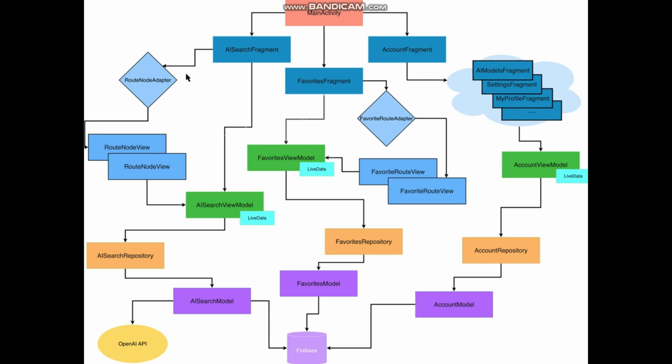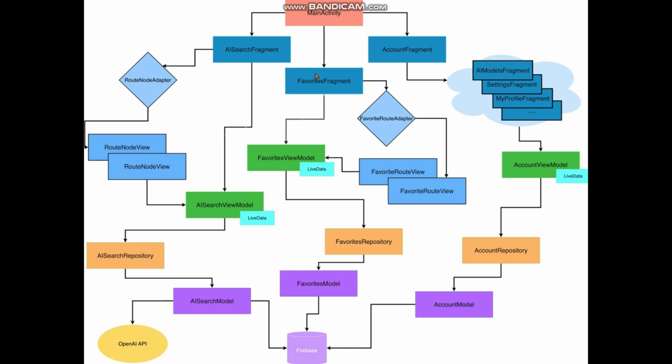When the user fills in the information and asks for AI suggestions, the fragment doesn't handle the logic directly. Instead, it sends the input to AI search view model. The view model prepares the request and calls AI search repository. The repository is responsible for communicating with the OpenAI API, getting the AI-generated suggestions, and returning the result back to the view model. Finally, the view model updates a piece of live data, and the fragment observes this data and automatically refreshes the UI when it changes.